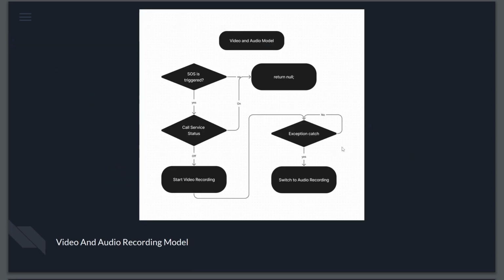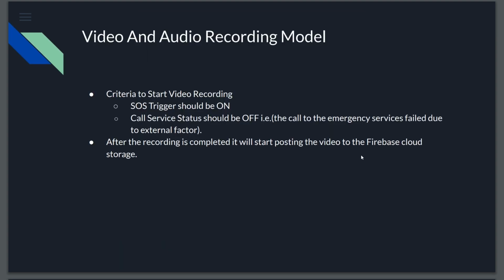Next is the video and audio recording model. As I mentioned earlier, video will only be triggered if the call fails. First of all, we check if the SOS is triggered. If it is not, we don't want to start video recording and use up the phone's battery and usage. If the SOS is triggered, we check if the call service status is off or on. If the call service status is off, that means the call to the emergency services, 112, didn't go through, so the call failed. Then we start a video recording, and if any exception is caught, we switch to audio recording.